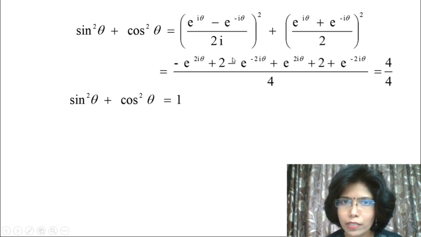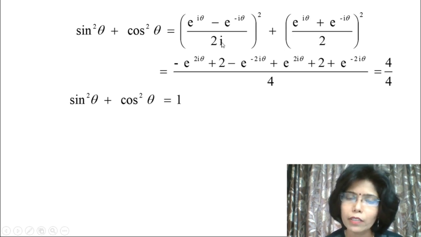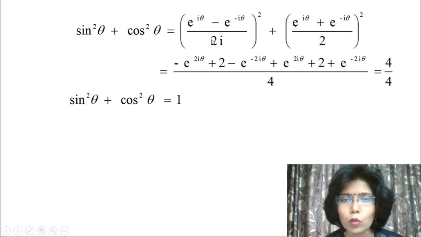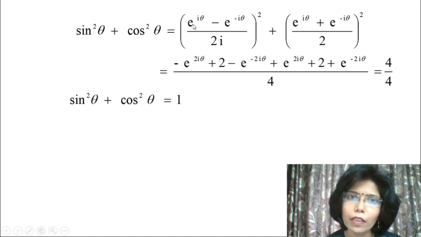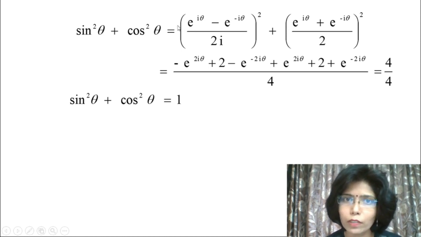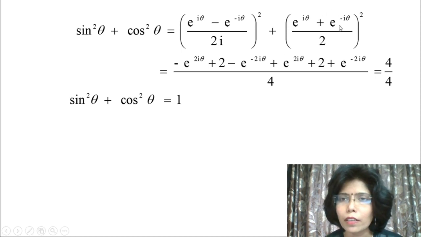Are you getting this, friends? As in the denominator there is 2i, after squaring it, this i square will become minus 1. So in the denominator there will be minus 4. So here we had 4 as a denominator, and that negative sign will go to the numerator, and all the signs of the numerator will change. Plus now we'll open this bracket. So it is e raised to 2i theta plus 2 plus e raised to minus 2i theta.